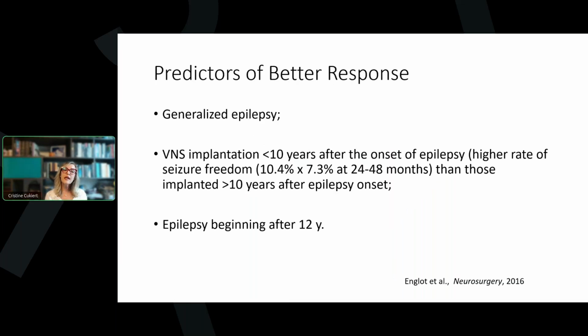Well, and which are the predictors of better response to the VNS? As I mentioned before, generalized epilepsy, and VNS implantation early, less than 10 years from the onset of epilepsy, compared with patients implanted over 10 years after epilepsy onset. We see that patients with less than 10 years have a much better response than the other ones. And the other thing is epilepsy beginning after 12 years.